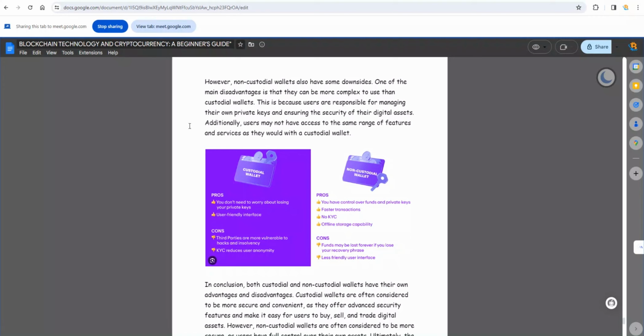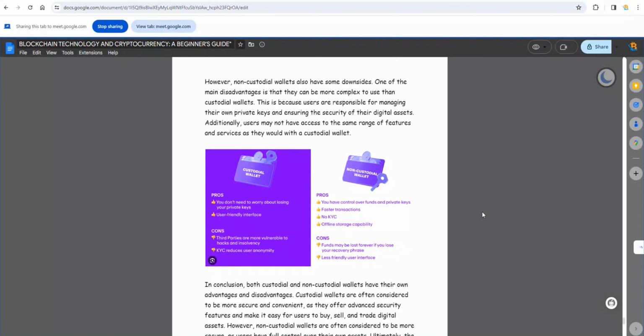Now we have a summary of how custodial wallets and non-custodial wallets differ. You can see the pros of custodial wallets are that you don't need to worry about losing your private keys because they are actually held by a third party, and they have user-friendly interfaces. And the pros of non-custodial wallets are that you have control over your funds and private keys, and you're not relying on any third party for the security of your assets. And there are faster transactions and no KYC needed, so you're not giving anyone any of your information. You will notice you are actually not going to create an account. You just create a wallet, and nowhere are you going to be asked about your identity.